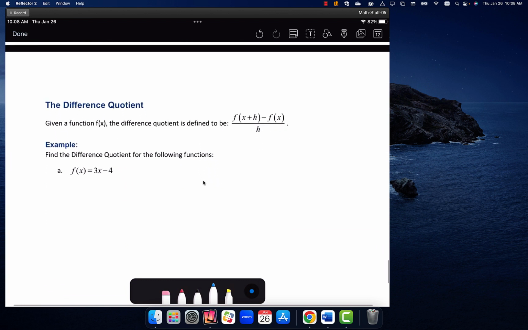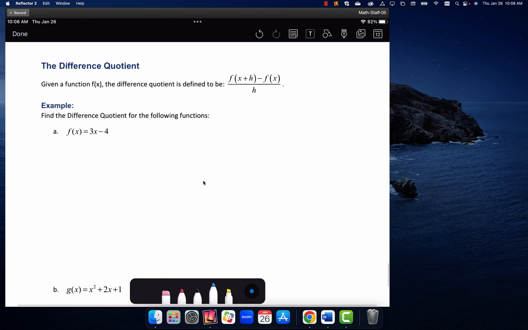Next, we have the difference quotient. This is basically intro to Calc 1. Those of you who are heading to Calculus 1, you'll get very comfortable with the difference quotient. Here we're just looking at the function notation part of it. It looks a little intense the first time you see it, but it's really not that bad if you just treat it like it's function notation. So we're going to find the difference quotient for the following functions. 3x minus 4.